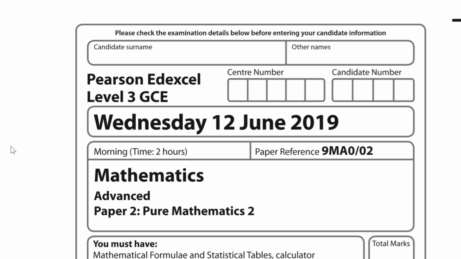Hi guys, this is the EdExcel A-Level Maths Paper 2 from the June 2019 papers. Let's get straight into it.